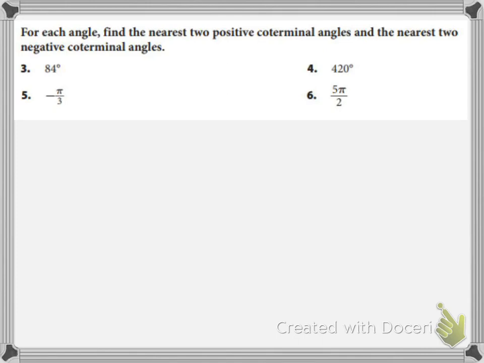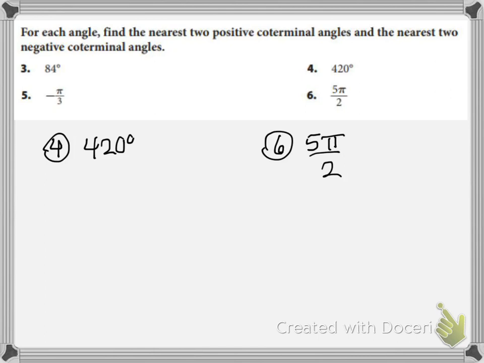Okay, we have some problems here. They want me to find 2 positive coterminal angles and the nearest 2 negative coterminal angles. Let's do an odd and let's do 2 evens. We're going to do number 4, which gives me 420 degrees. And we're going to do number 6, which gives me 5 pi over 2. Then you've got an example that's in degrees and an example that's in radians.